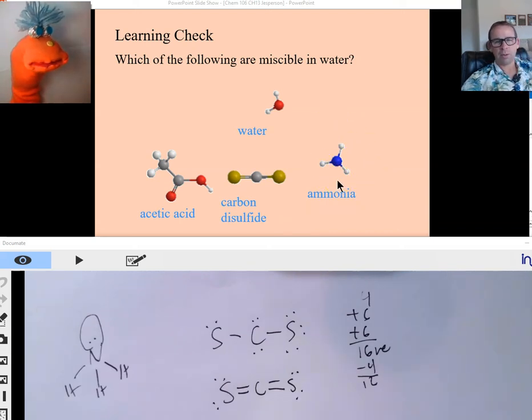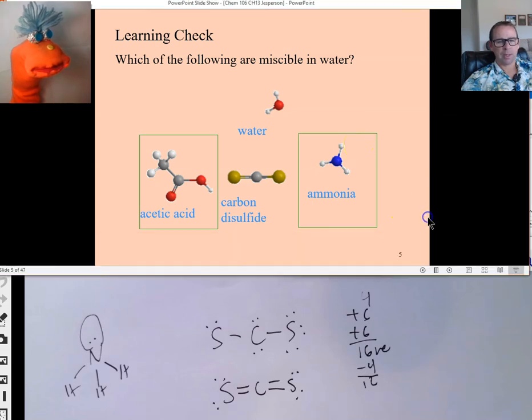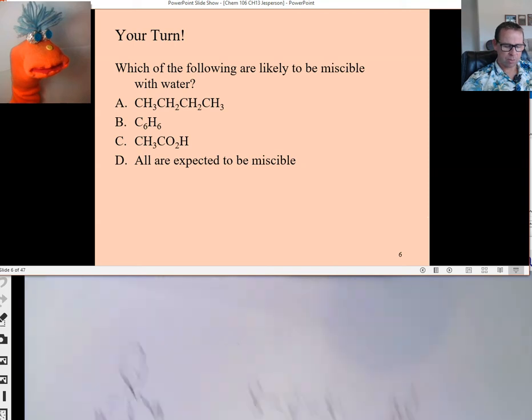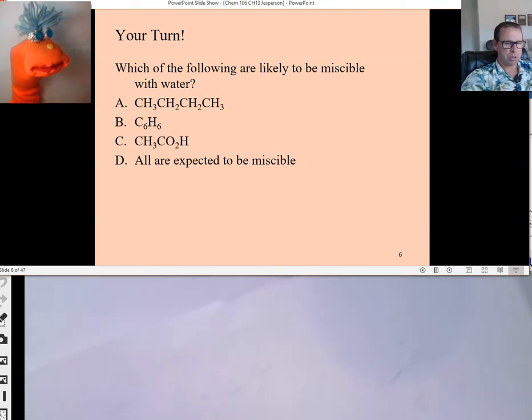But what would that do? What would that mean to you? Well, it would mean that the nitrogen-hydrogen bonds are polar, so it would dissolve in water. Okay, it would be miscible with water. Very good. Excellent. Okay, let's try to answer this question now with these types of descriptions of compounds.